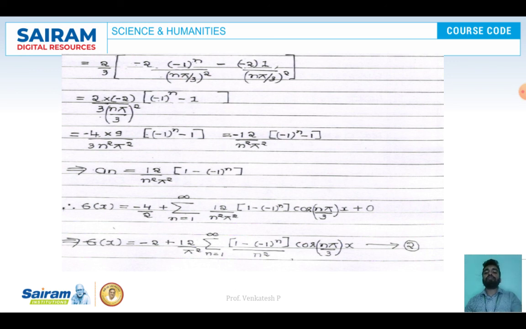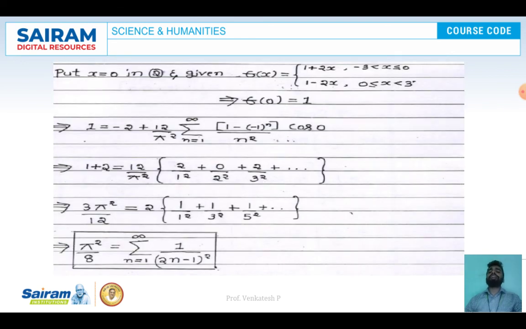So we got f(x) = -4/2 + summation n from 1 to infinity of 12/(n²π²) (1 - (-1)^n) cos(nπx/3) + 0, and after simplifying this we got f(x) = -2 + (12/π²) summation n from 1 to infinity of (1 - (-1)^n)/n² into cos(nπx/3).